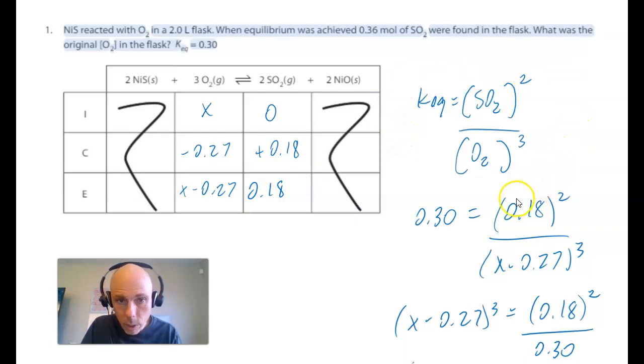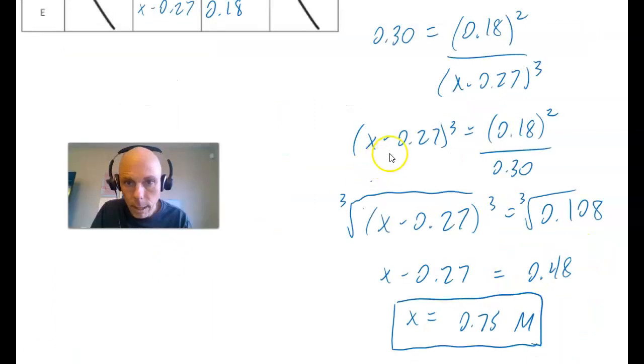Here's my Keq expression, SO2 squared over O2 cubed. I then plug in my Keq that was given to me at 0.3, the equilibrium concentration of SO2 of 0.18, and the denominator, of course, is O2, which is cubed, X minus 0.27 cubed. Then I get into some algebra. I move X minus 0.27 cubed up to the numerator on the left-hand side, 0.3 to the denominator on the right-hand side. All of this, 0.18 squared over 0.3, is 0.108.